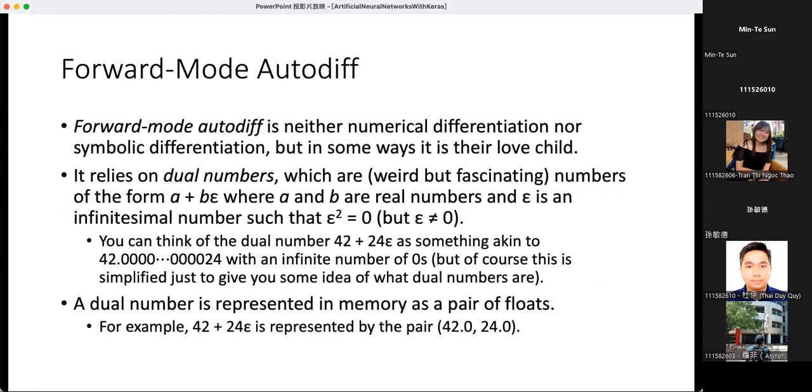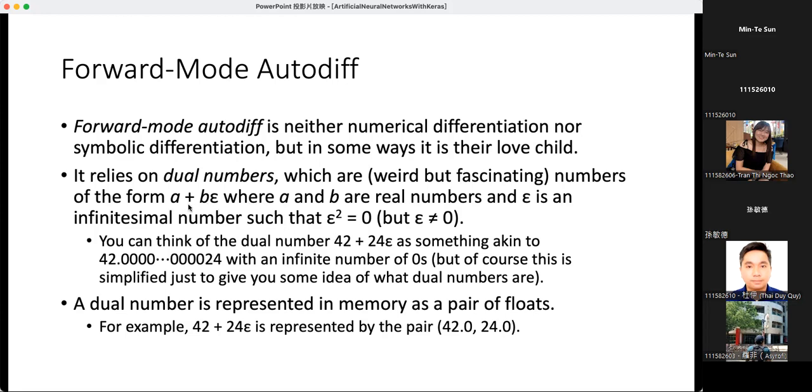So now, the next approach is called forward mode auto-diff. What exactly is forward mode auto-diff? Forward mode auto-diff is not symbolic differentiation, and it's not numerical differentiation, but you could say it's their love child. They conceptually have some connection to these two approaches. So it relies on dual numbers.